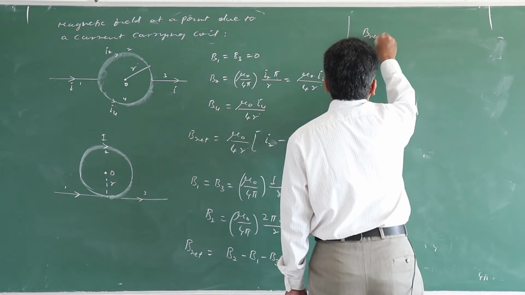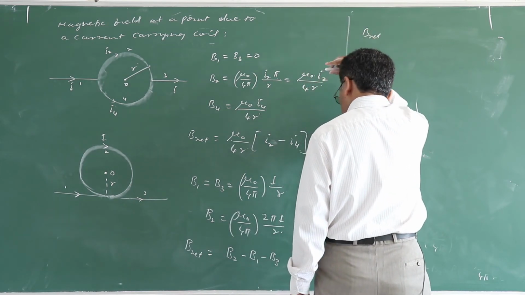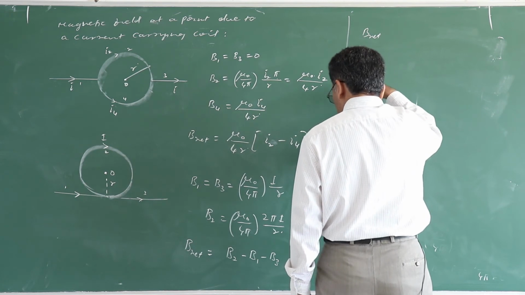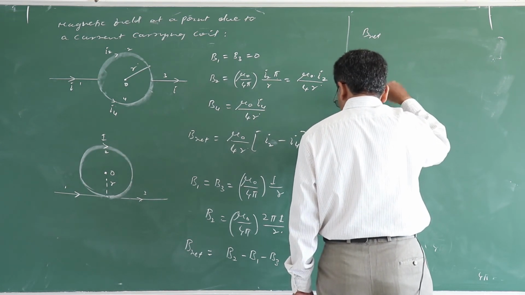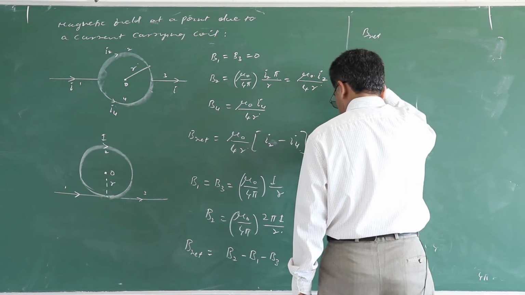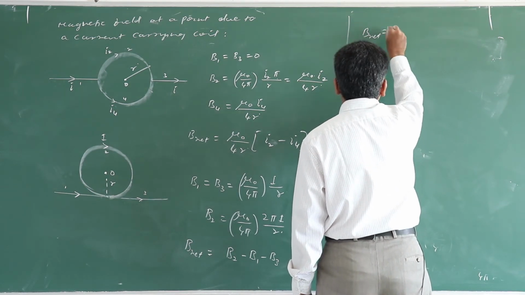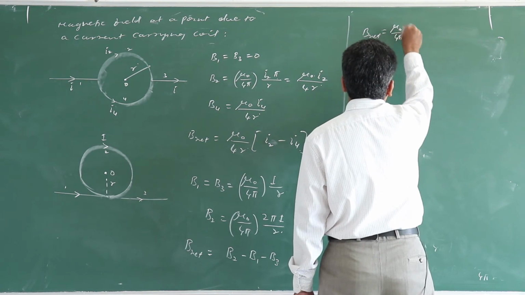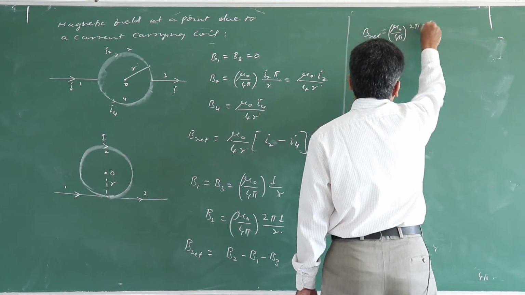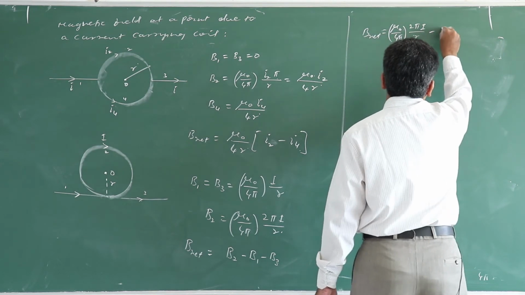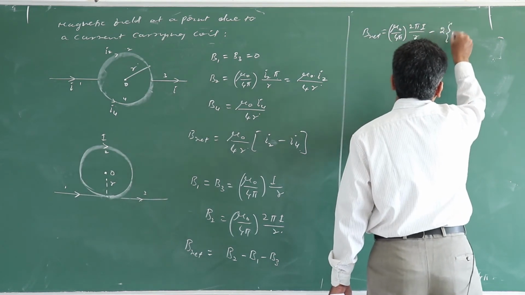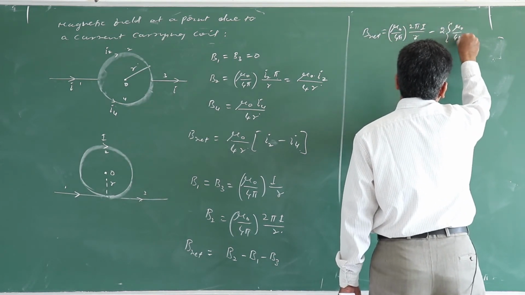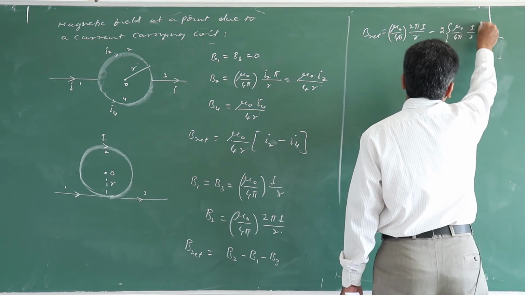B net is equal to... what is common in all these? Mu naught I divided by 4 pi R. First let me write down this. B net is equal to mu naught by 4 pi, 2 pi I by R minus 2 into mu naught by 4 pi I by R.